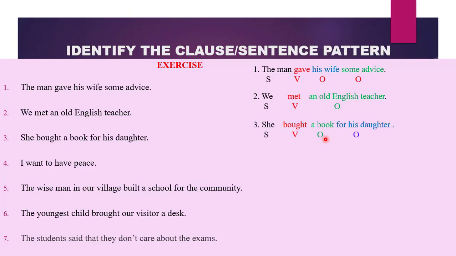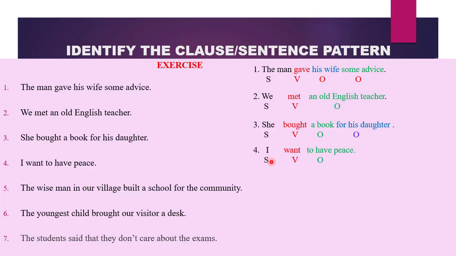She bought a book for his daughter. She, our subject, bought our verb. What was bought? A book, our direct object. And whom is receiving or benefiting from what action took place? For his daughter. So the prepositional phrase is our indirect object. Therefore, we have an SVOO pattern.